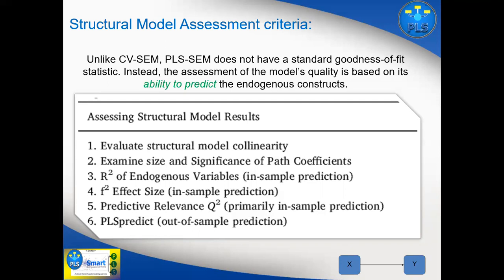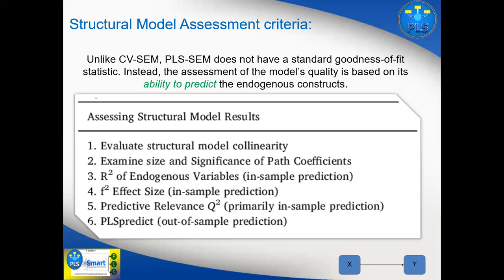Now, number 2, we examine the size and significance of path coefficients. What is path coefficient? You remember we said it is the beta value, the number that appears between X and Y when you run the PLS algorithm. The first time you run the PLS algorithm, which number appears? It should be less than 1. So this is called path coefficient. We want to know the size and we want to know how significant the size is. That is number 2. Number 3, you look at R square.